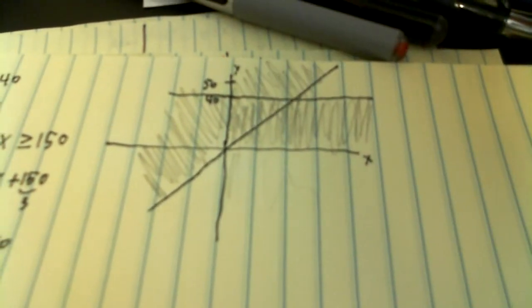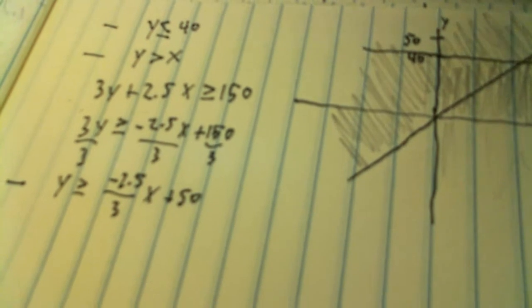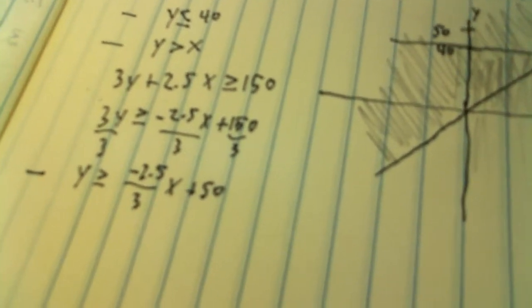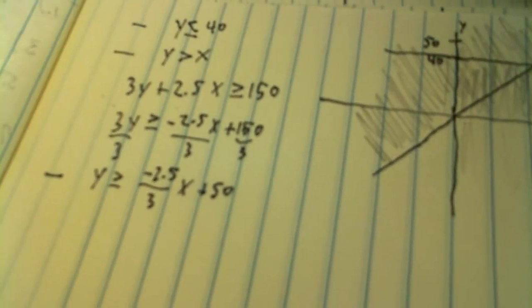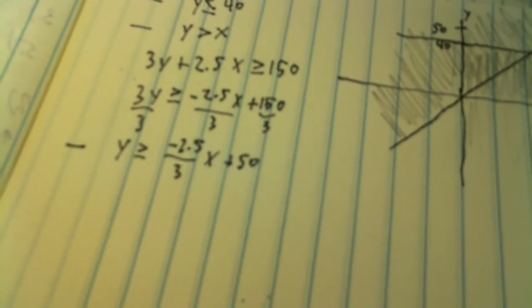Okay, all right, great. Now let's graph our third one. Our third one is y is greater than or equal to negative 2.5 divided by 3x, plus 50. I don't know if you can see that or not.